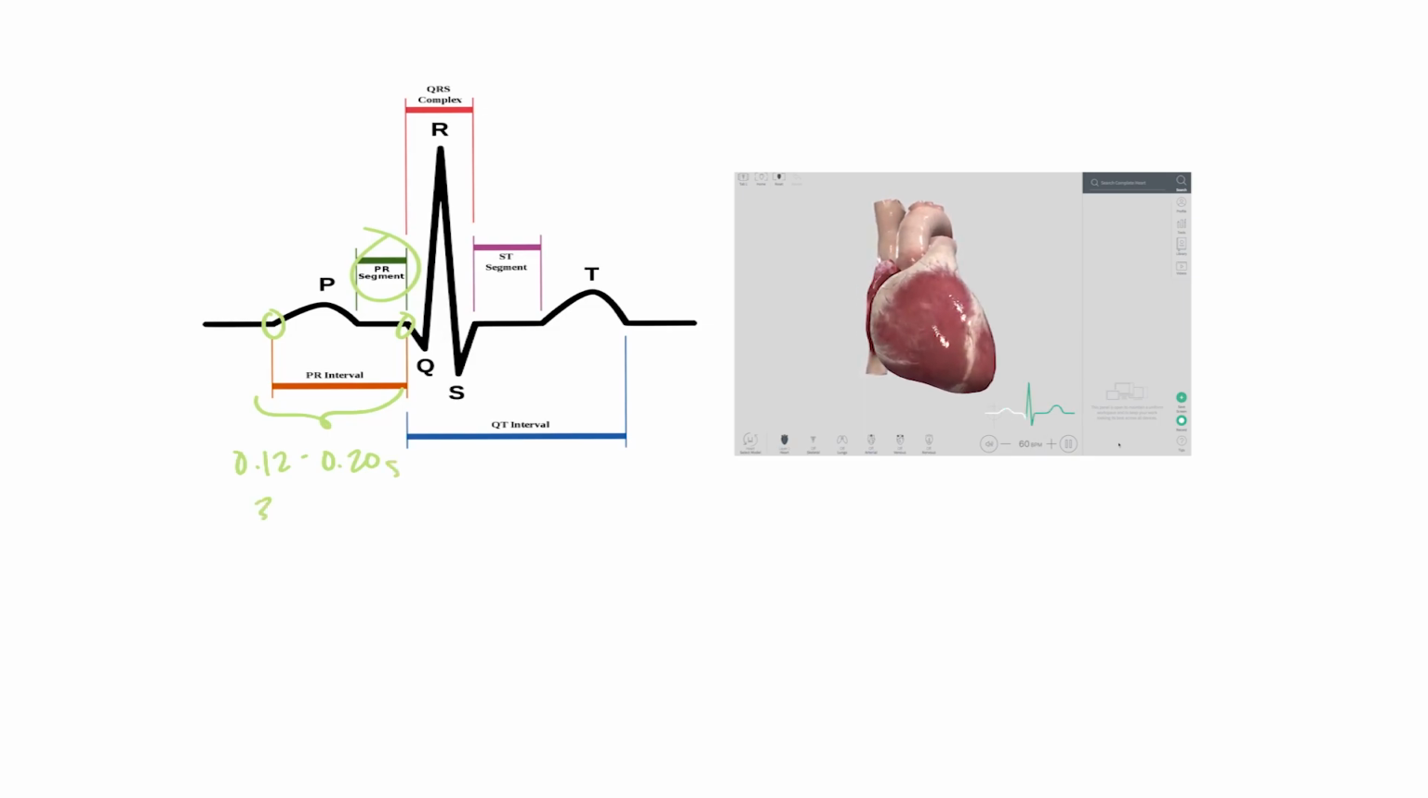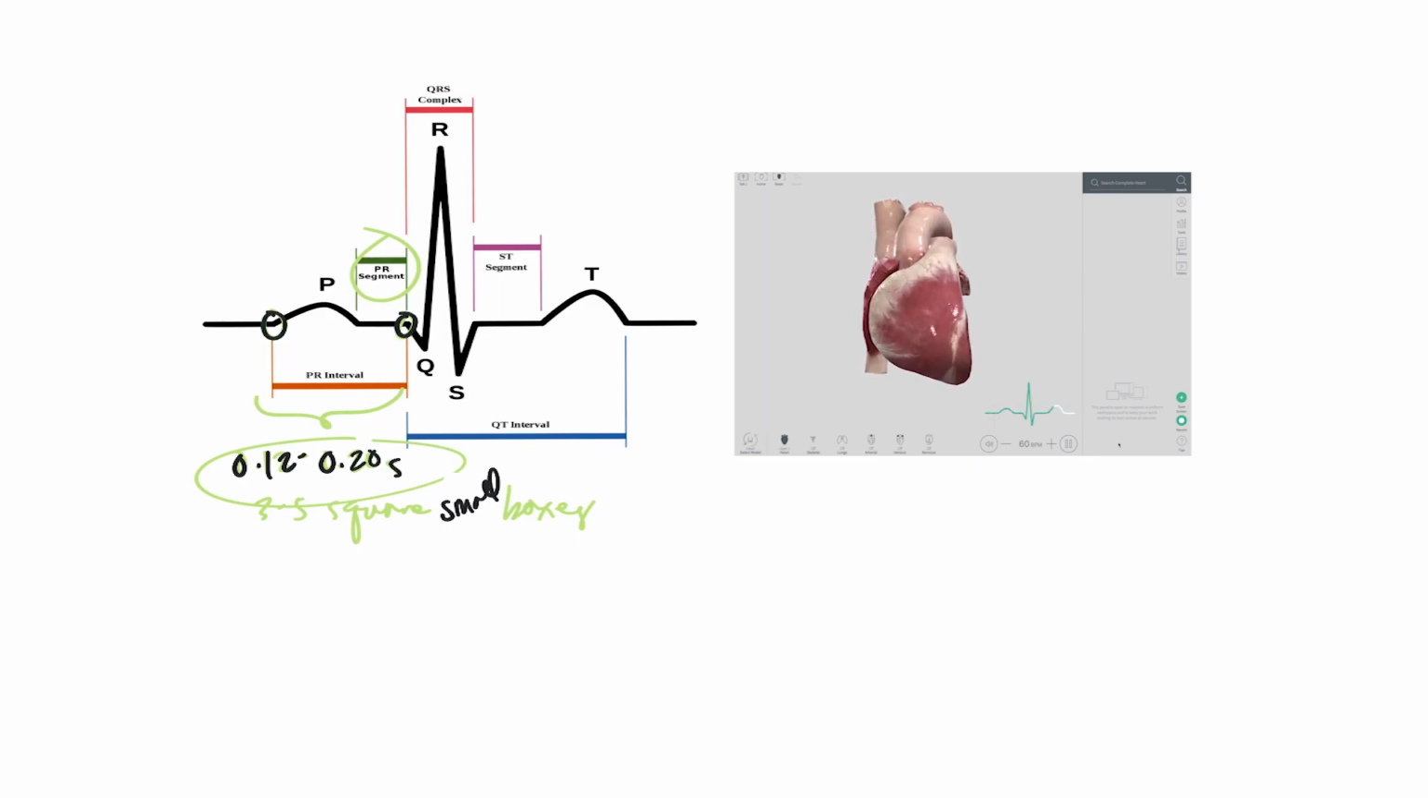And that's about 3 to 5 square big boxes. But just remember 0.12 to 0.20 seconds. Oh, did I say big boxes? I'm sorry, what I meant was it's 3 to 5 small square boxes. But again, just notice that it's 0.12 to 0.20 seconds. And the PR interval again starts at the upslope of the P wave and the downslope of the Q wave.